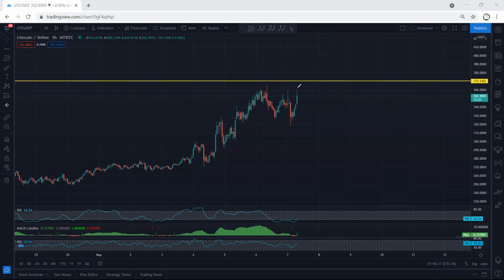Okay, simply we cannot jump in. Even there is a continuation, we cannot buy. Anyway, as I mentioned, we don't have any trade set up. The only thing is we manage our trade, and in this case we just follow the chart.